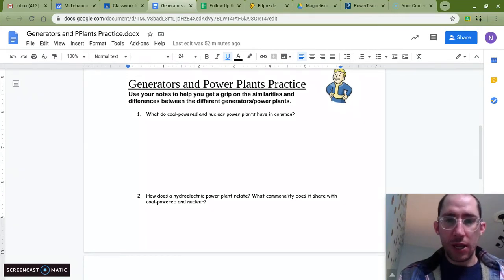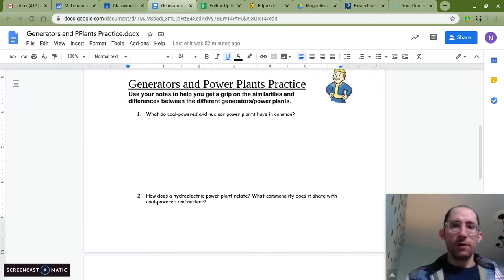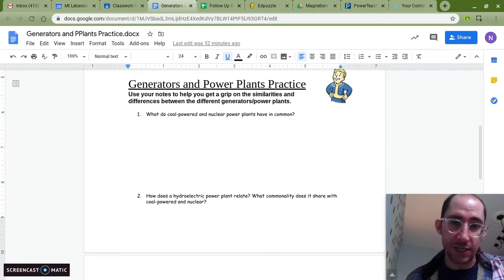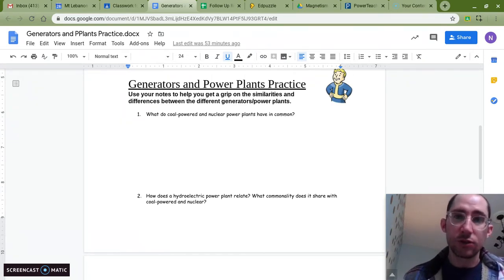Okay, what do coal-powered and nuclear power plants have in common? Well, both of them involve steam turning the blades of the generator turbine. The only thing that makes those two different is what is used to boil the water to generate that steam. But that's not what this question is asking. It's just asking what they have in common, and that is the fact that they both use steam to turn the blades of the generator turbine. They both involve heating water, turning it into steam to turn the blades.